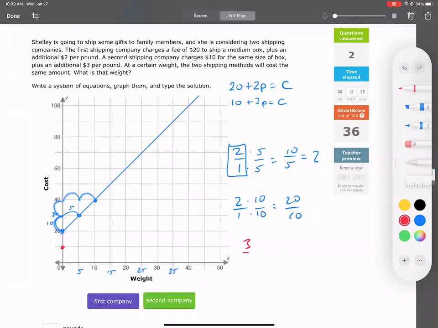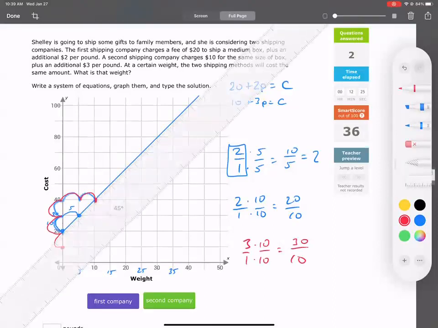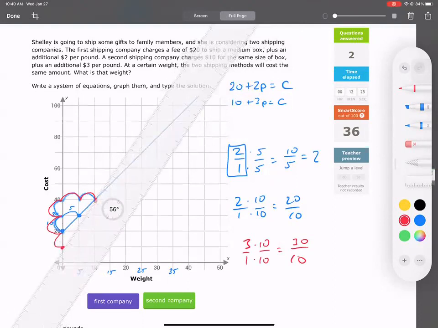Now, if I say 3 times 5, that would be 15. And 15 isn't a nice tick mark here, is it? So let's do 3 times 10. So 3 over 1 times 10 over 10. This will become 30 over 10. I can graph these. 30 and 10. These are tick marks that work for me. So from here, let's count 30. 10, 20, 30 over 5, 10. And we have our second line equation. And we can see where they meet.